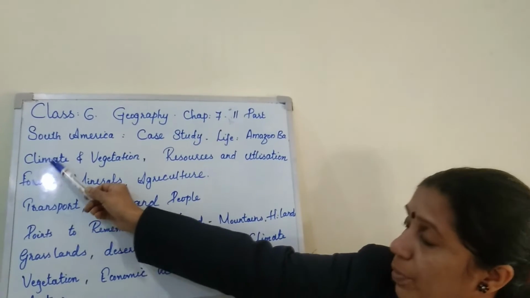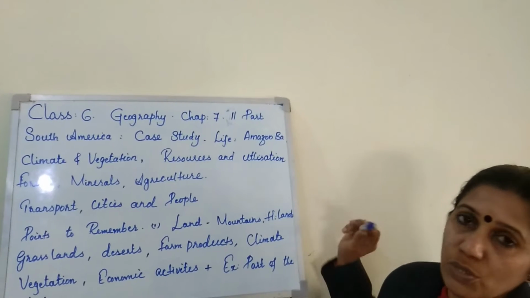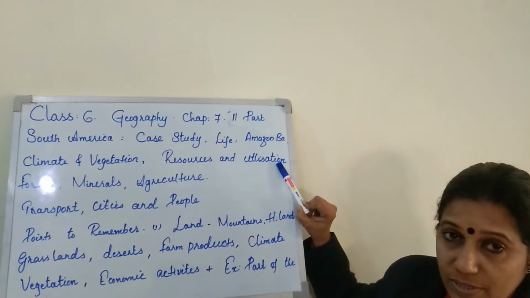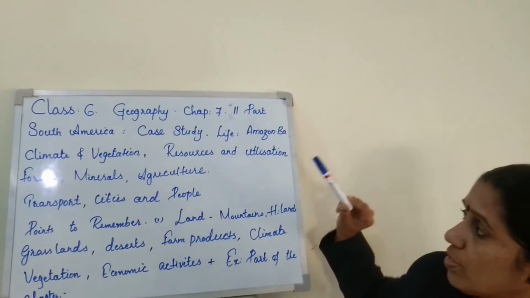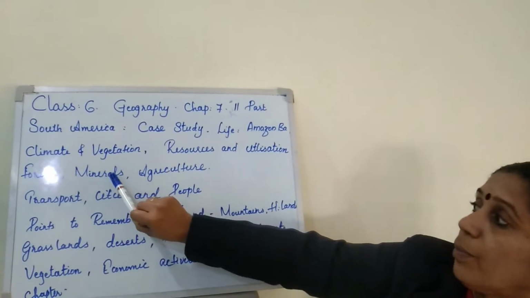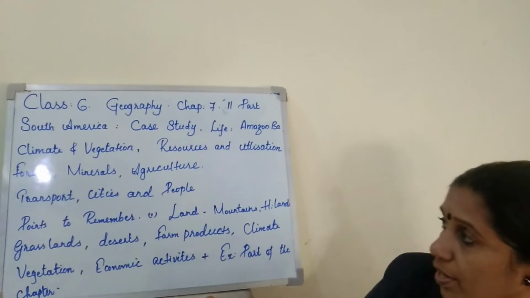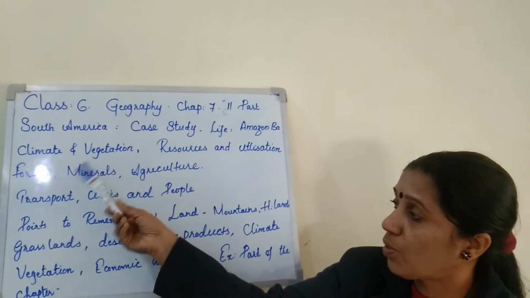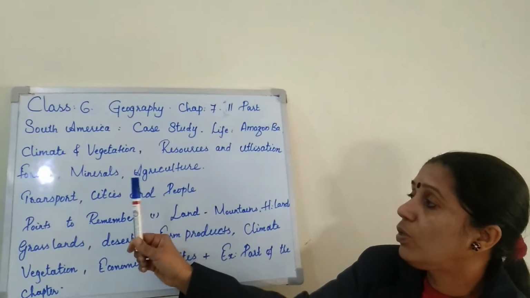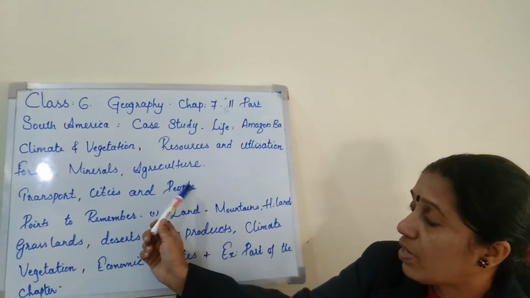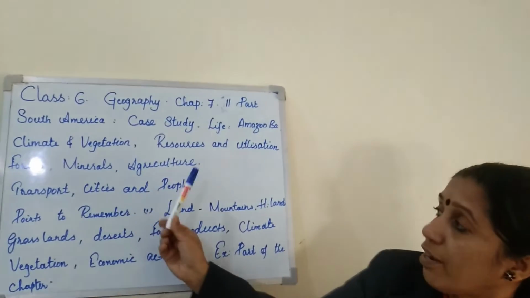Then climate, vegetation, resources, and what are the resources available there, how to utilize them, then the people who are living there and how they are utilizing these resources, then forest, minerals, agriculture. Then the other topics are here, transport system of South America, and what are the important cities and the people who are living in these cities, how they depend, what kind of transport they are using, what kind of life they are living.